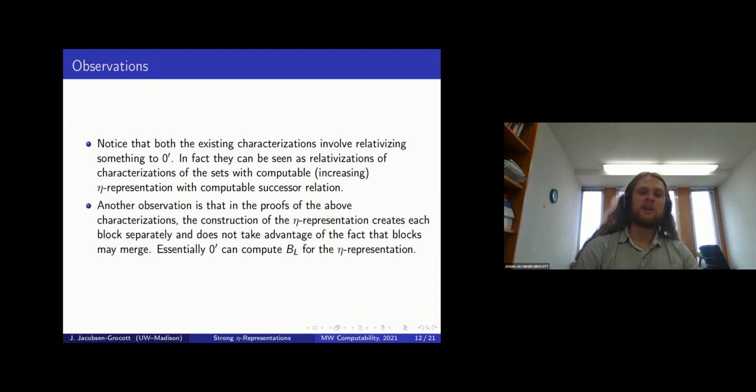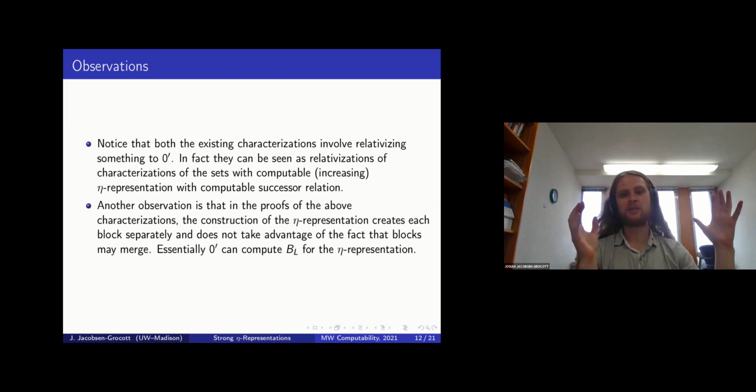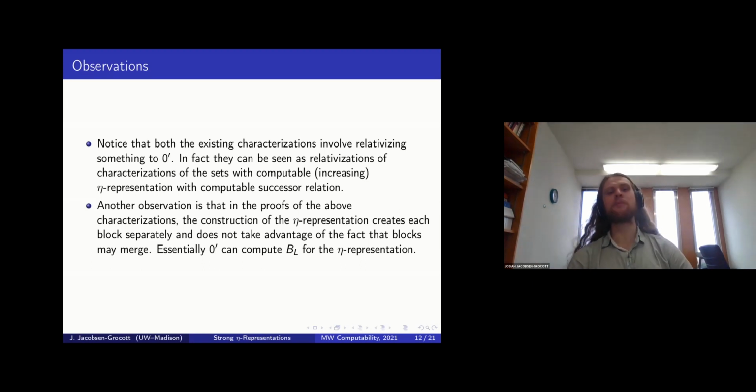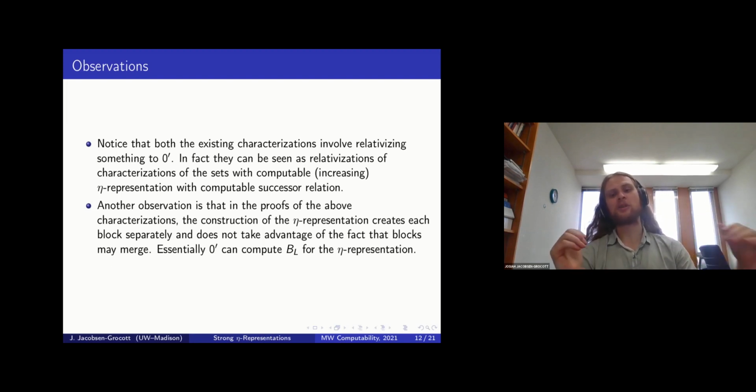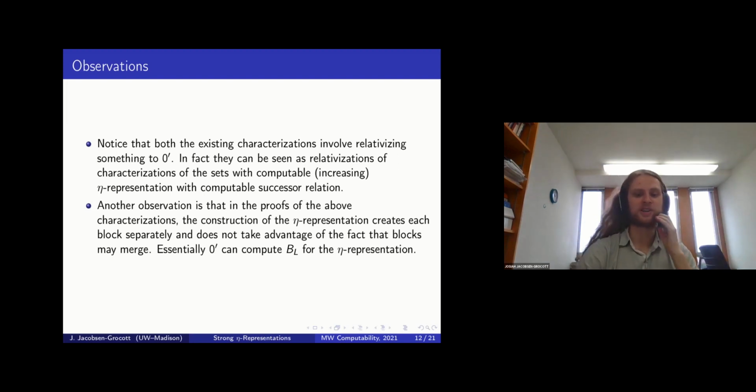And so another observation is that in both these proofs, the construction of the AD representation constructed all the blocks separately. So it did not take advantage of the fact that when built in a linear order, we can merge blocks if we want and say, all right, we'll make everything successively keep this block. And so it built up the blocks individually and only broke them apart. So essentially what this meant was that 0 jump could compute the block relation for those AD representations that were constructed.